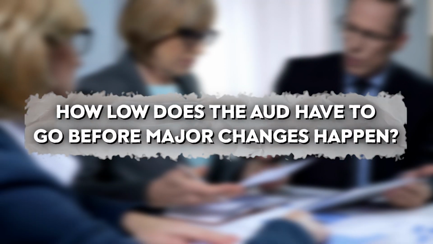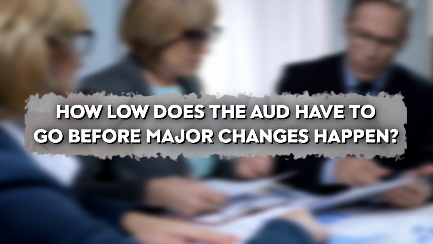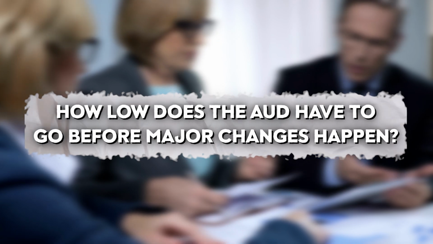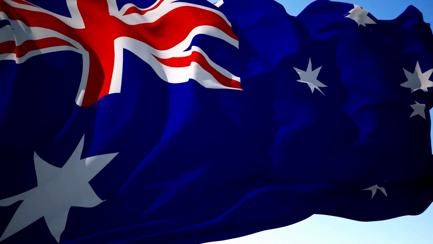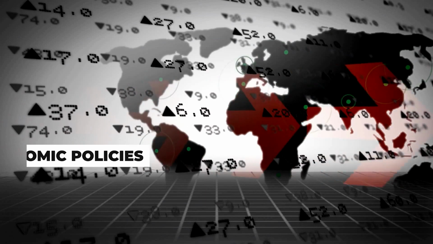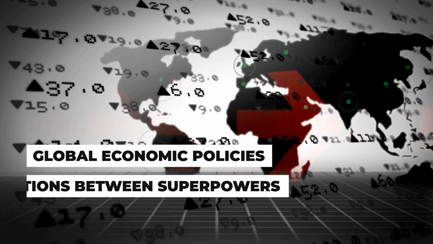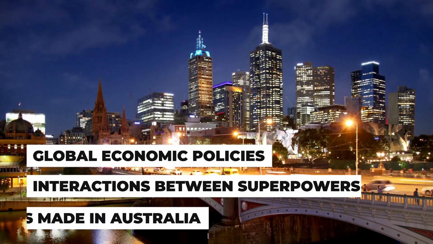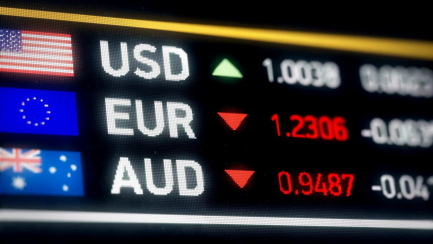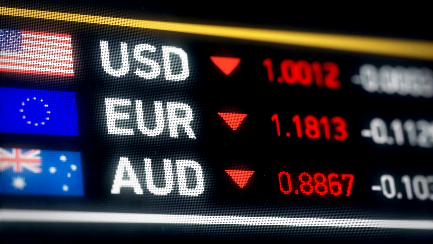How low does the AUD have to go before major changes happen? This is the most important question. So, the path of the Australian dollar is affected by many things, such as global economic policies, the interactions between superpowers, and choices made in Australia. As things go on, the AUD will continue to be a measure of how these complicated threads are intertwined.